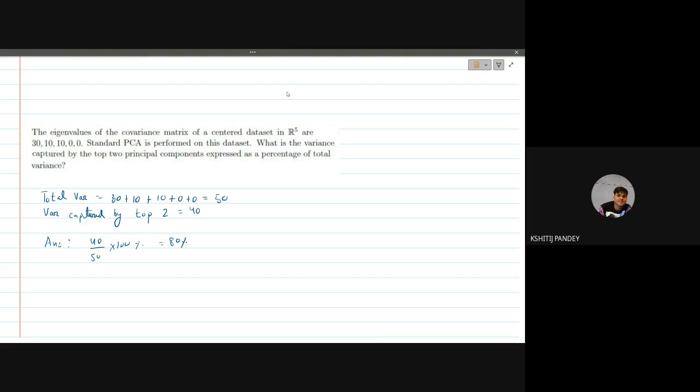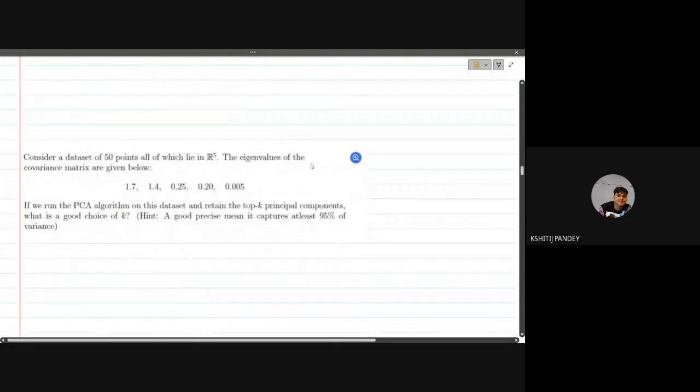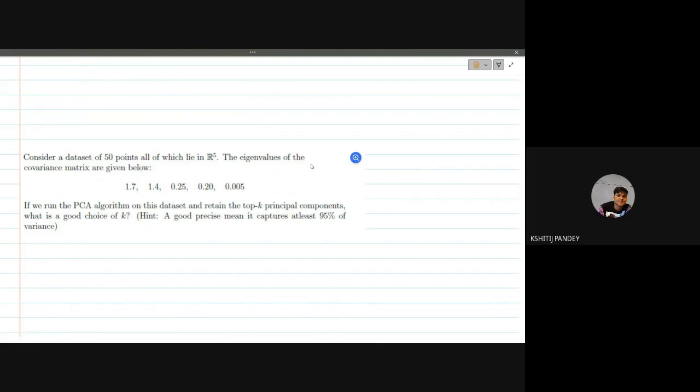Okay, let's move ahead. In this question, consider a data set of 50 points, all of which lie in R5. The eigenvalues of the covariance matrix are given below. If we run the PCA algorithm on this data set and return the top k principal components, what is a good choice of k?